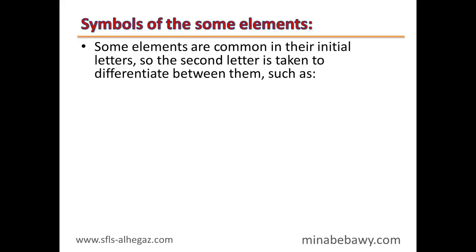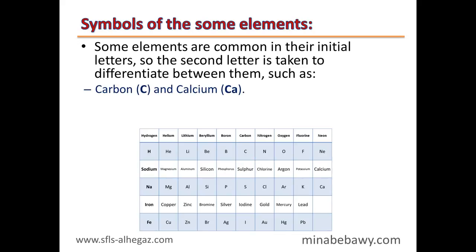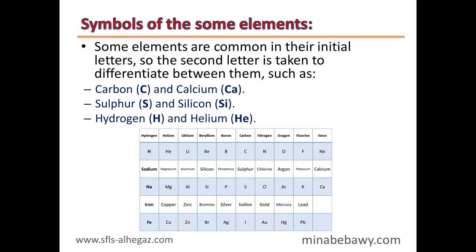Also, we note that some elements share their initial letters, so the second letter is taken to differentiate between them, such as carbon and calcium. Both of them start with C, so we take C for carbon, and the first and second letters for calcium, Ca. Carbon and calcium, sulfur and silicon, hydrogen and helium.